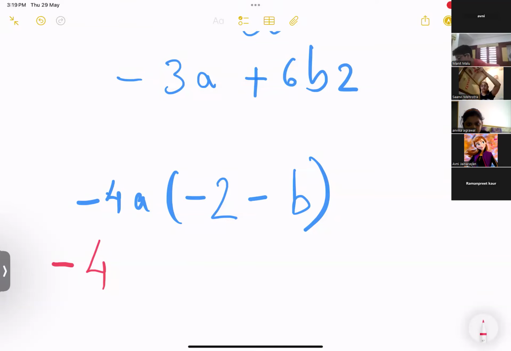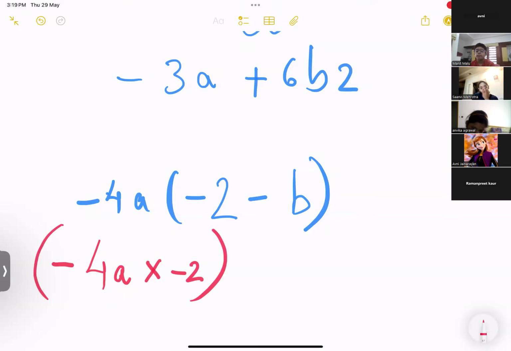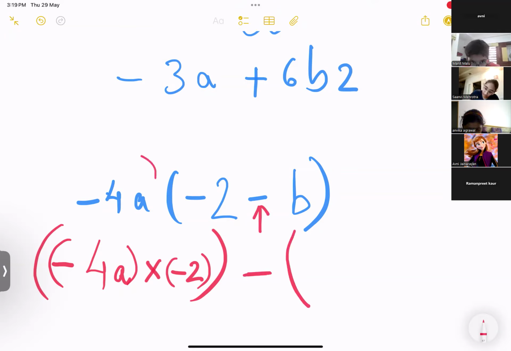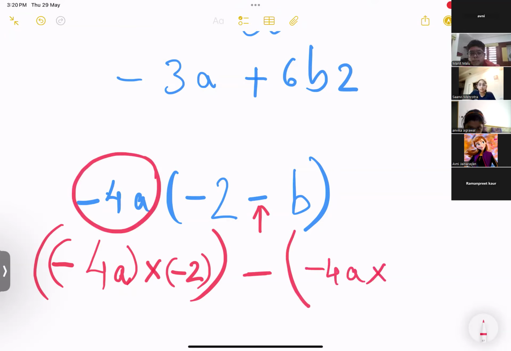Okay. So now solve with me, kids. Minus 4a times minus 2. I'm going to put them all in one bracket, and again a smaller bracket for minus 2 and minus 4. Then this minus sign, I put it as it is. I open the bracket, minus 4a times. Should I write b or should I write minus b? B, because I have already taken the minus outside. So now this b is just b.